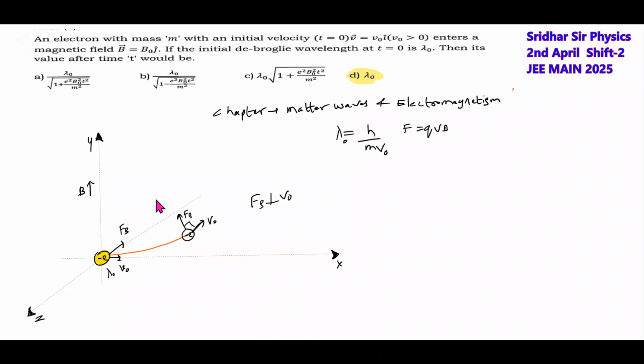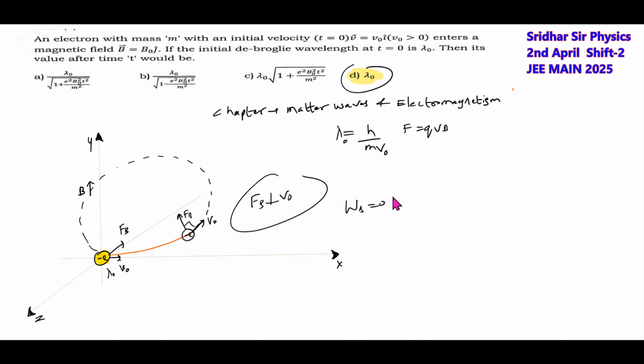It's going to move in a circular path, in an exact plane. So the speed of the particle will not change, and the de Broglie wavelength remains the same. Simple idea: work done by the magnetic field is 0, so there is no change in kinetic energy. The speed remains the same, and the wavelength will remain the same.